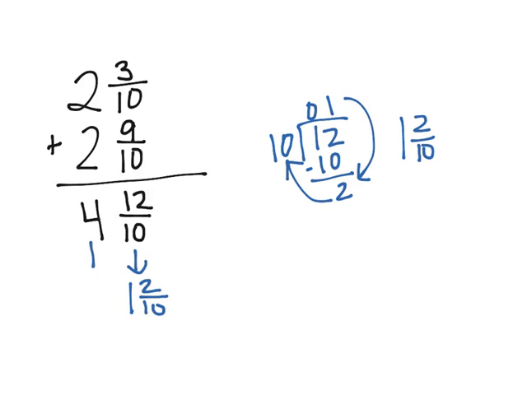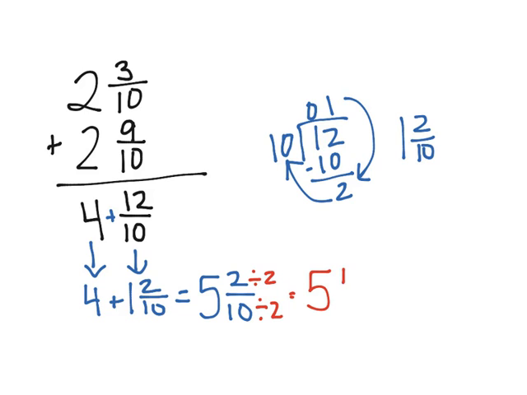But I also still have that 4. Okay, so I have 4 plus an additional 1 and 2/10. So how much is that all together? 5 and 2/10. But wait, I'm not done. Why? Because I need to reduce or simplify my fraction because 2/10 can reduce. What can go into 2 and 10? 2. So I'm going to divide them both by 2, and I'm going to get 5 and 1/5.